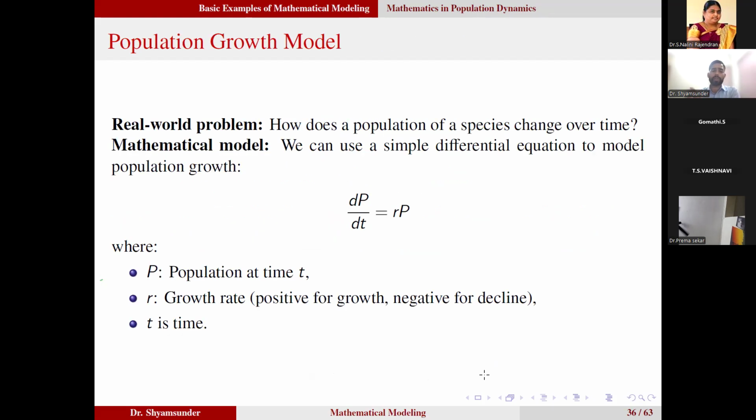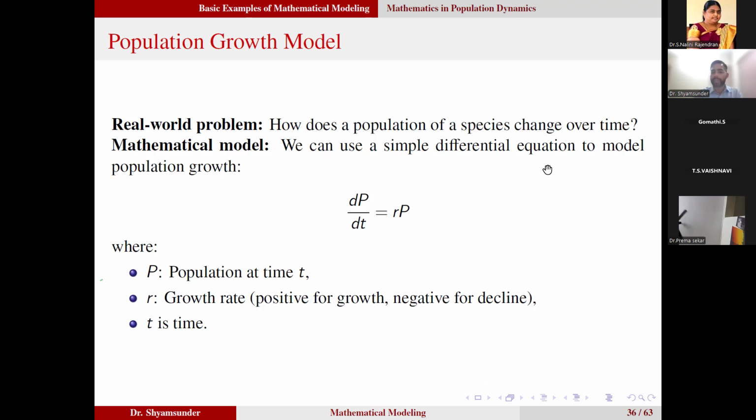Then the next one is the population growth model. There are different types: first is the infection model, second is the population growth model. How does the population of a species change over time? This statement we convert into a mathematical model.